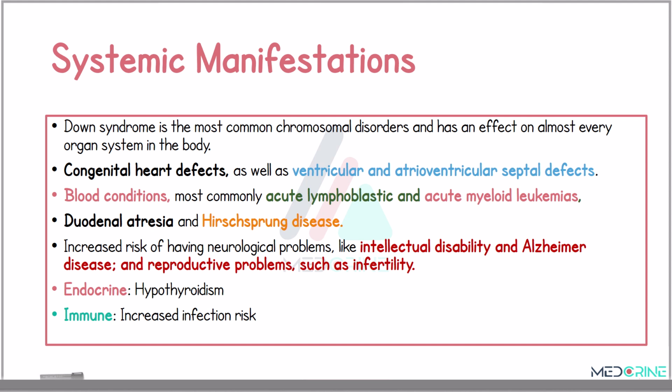Finally, having an extra chromosome 21 increases the risk of having neurological problems, for example intellectual disabilities, Alzheimer's disease, and reproductive problems, for example infertility. Some children will have endocrine disorders such as hypothyroidism and increased infection risk.